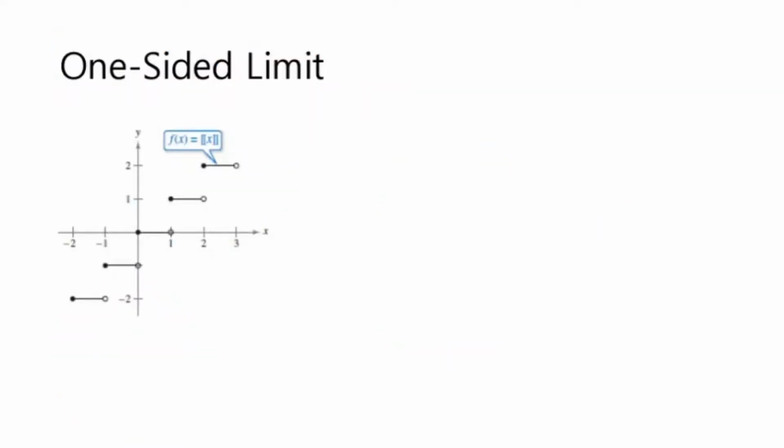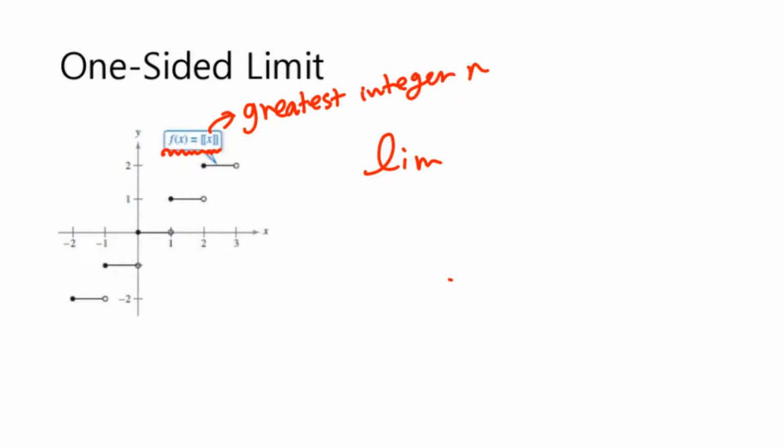Here's another example of a one-sided limit. It is called f of x equals the step function of x. What's the definition? It is the greatest integer n such that n is less than or equal to x.